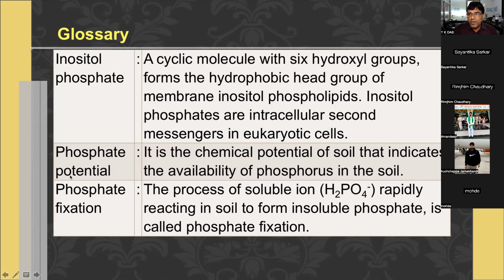Then phosphate potential. This is the availability potential of phosphorus. It is the chemical potential of the soil that indicates the availability of phosphorus in the soil. Phosphate fixation, we will deal in detail about phosphate fixation. Soluble ion is H2PO4. Whenever you have sufficient quantity of H2PO4, this is the preferred form of uptake of phosphorus, the easiest form to be taken up by the plant. Rapidly reacting in soil to form insoluble phosphate is called phosphate fixation. You'll see in detail.